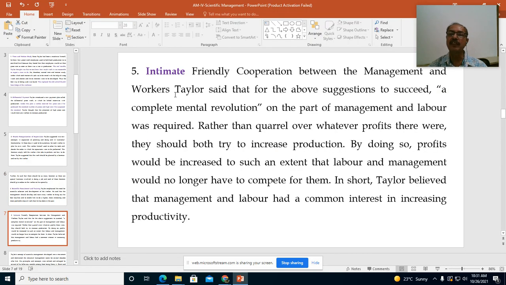He also focused on intimate cooperation. He thought that management and the worker are working for a common goal, that is production. If production improves, the organization benefits, and management and the worker also benefit from it. So he suggested that there should be cooperation between management and workers. They should not have any conflict, because conflict is going to reduce production.